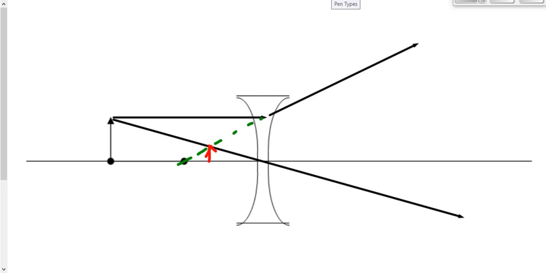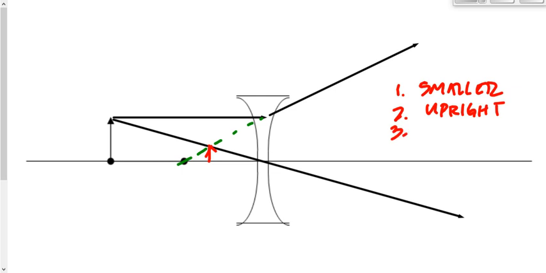What are the characteristics? Larger, smaller, same size. Nathan? Yep, smaller. Is it upright or inverted? Logan? Yep. And is it real or virtual?